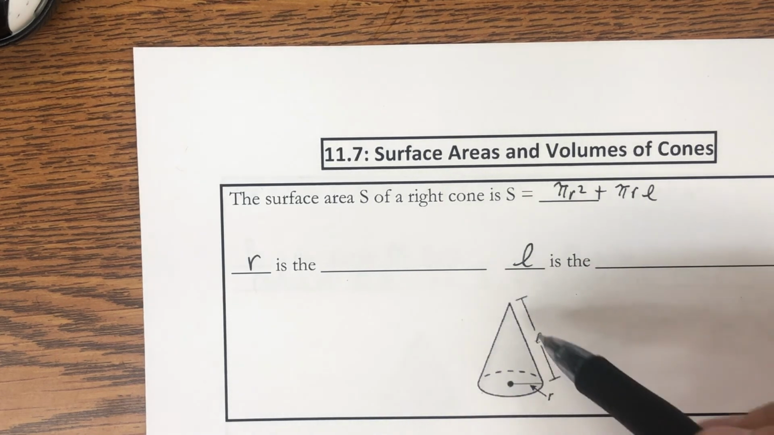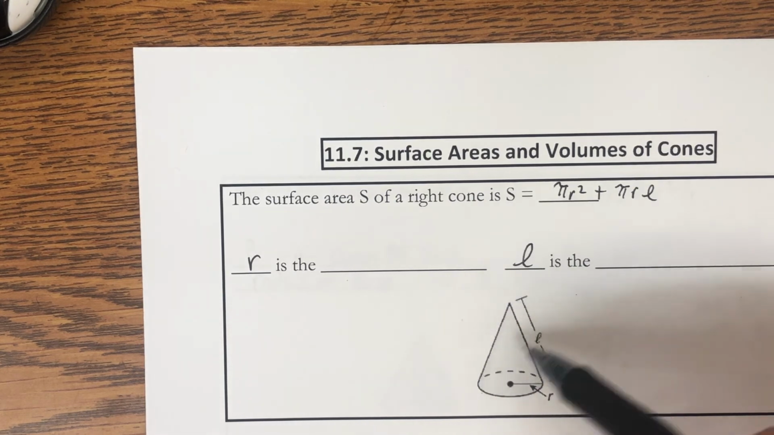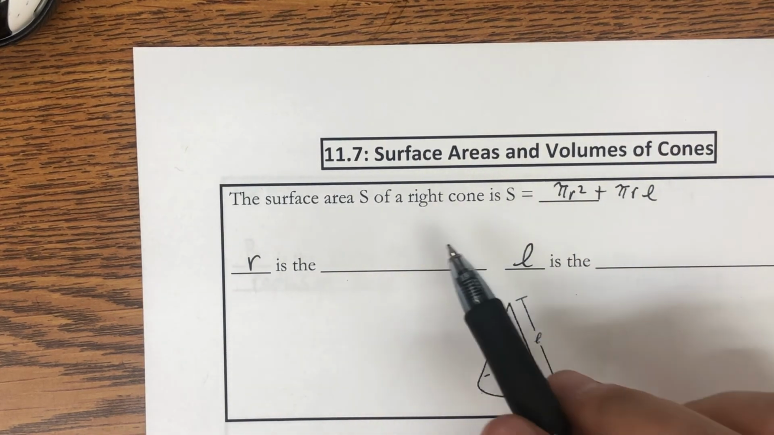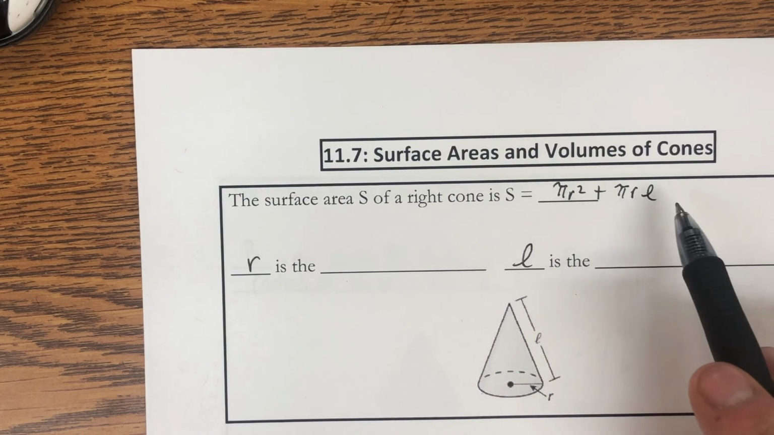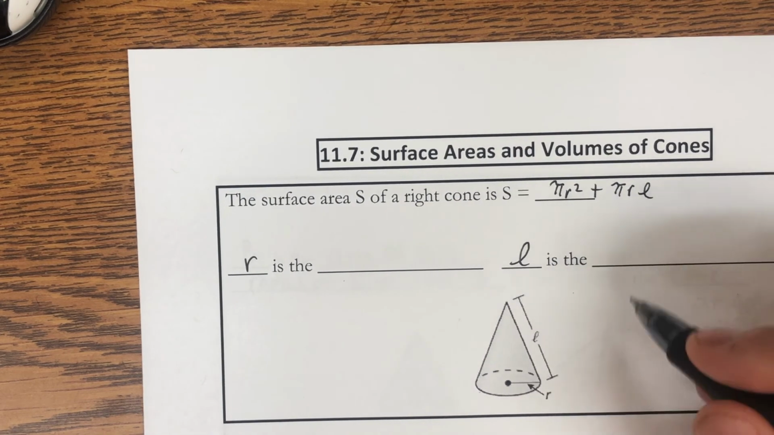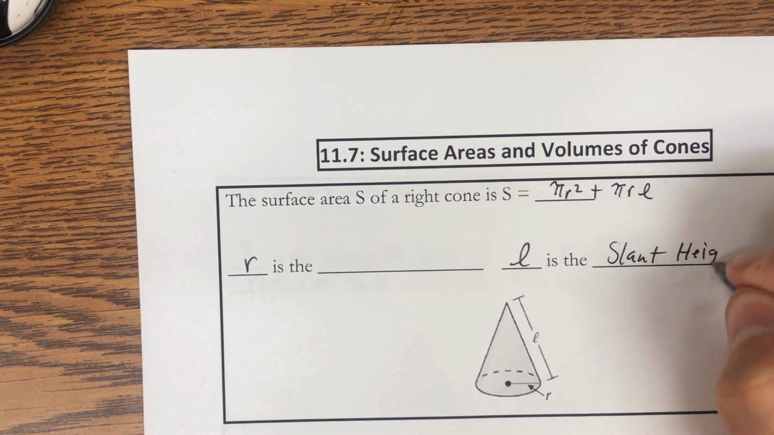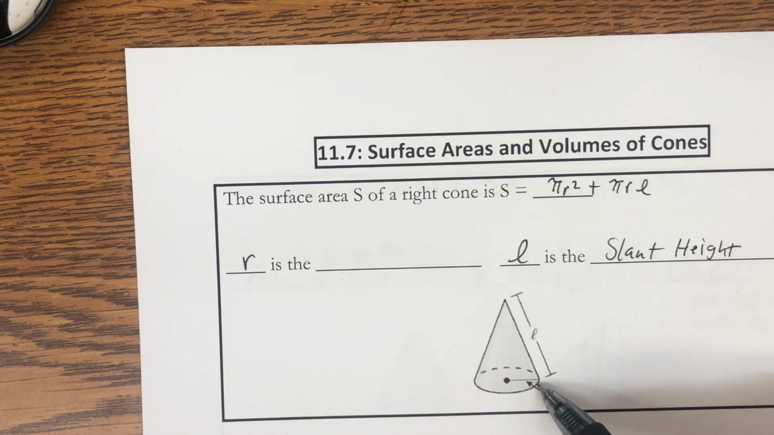So the surface area is all of the area that would consist of both the base, which is a circle, and the lateral area wrapped around it, which actually ends up being a sector. The formula for the surface area of a cone is pi r squared plus pi r L. Cursive L, that is the slant height. And the slant height goes from the top of the cone down to the edge of the base.